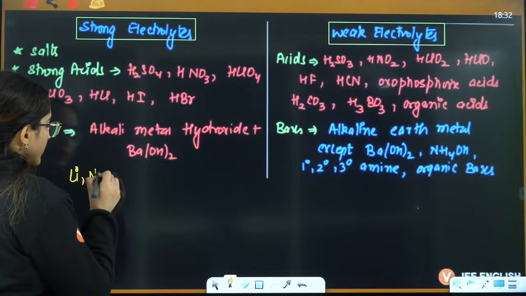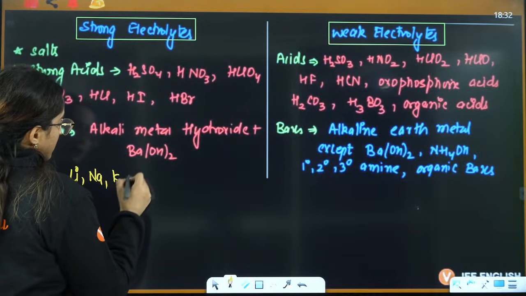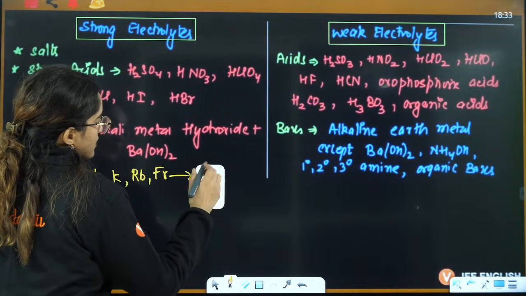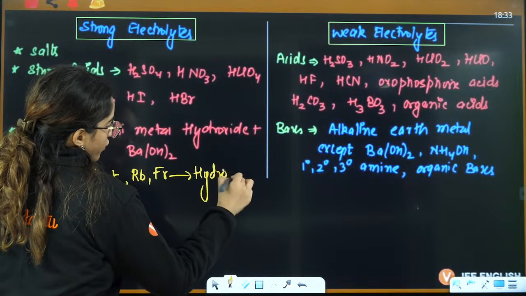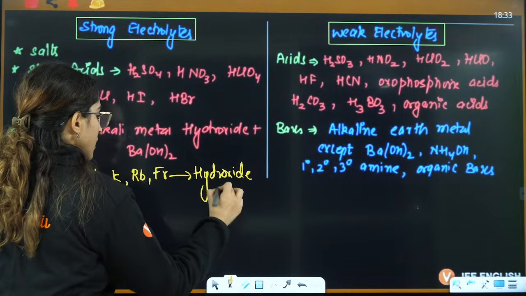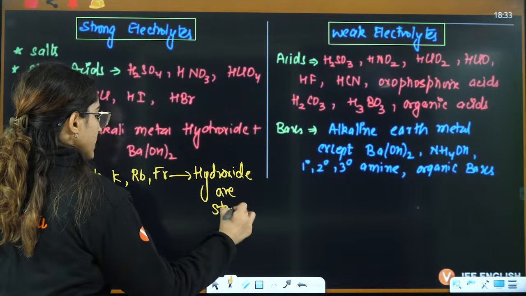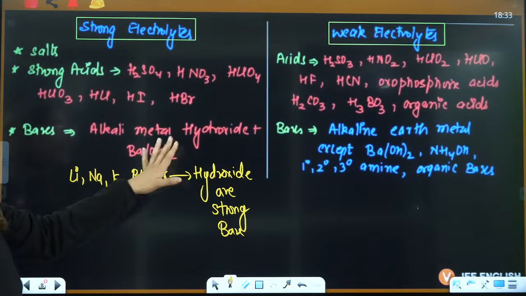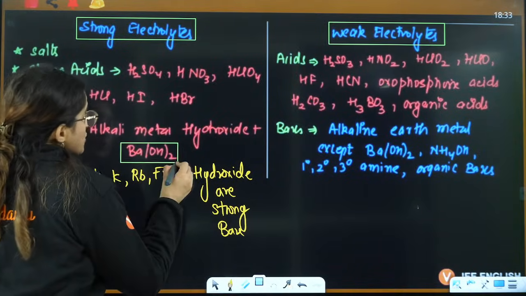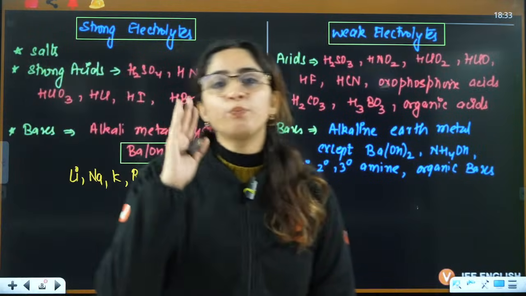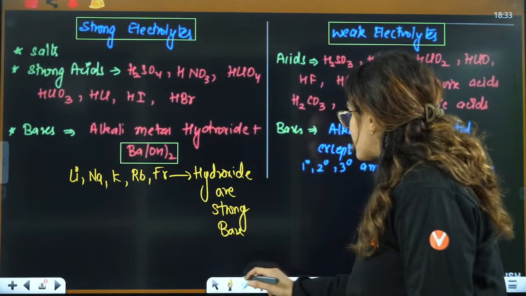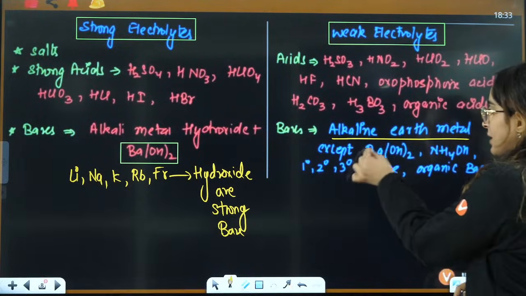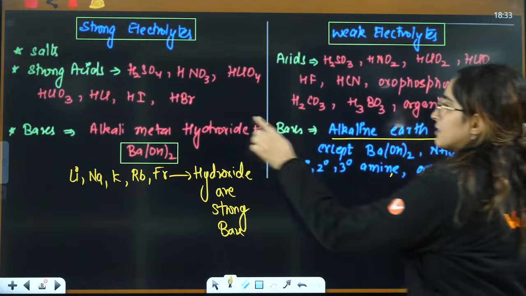Lithium, sodium, potassium, rubidium, francium. All of their hydroxides are strong bases. So alkali metal hydroxides plus Ba(OH)2. This is very important: group 2 hydroxides are weak. Alkaline earth metals, all of them are weak except for Ba(OH)2, that is in the category of strong.